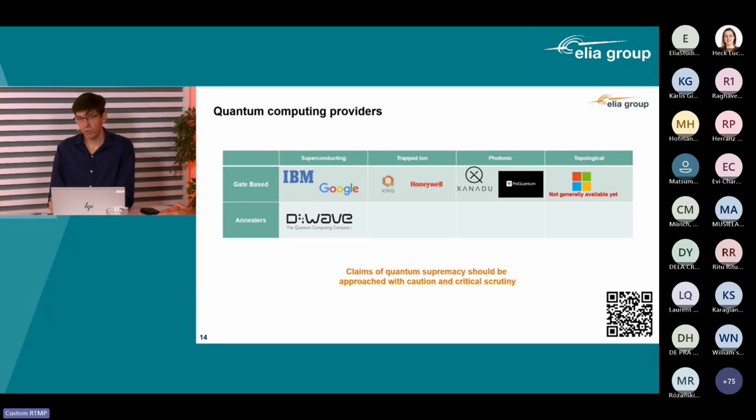Just to give a brief overview today of the providers out there, when you look at the gate-based or universal quantum computer, we have IBM and Google offering computers based on superconducting qubits. With trapped ion, we have IonQ and Honeywell. With photonic, it's Xanadu and PsiQuantum. And with topological, it's Microsoft. It's here in the slide, although as of today, they are not offering these topological qubits as other providers are doing. There is no offering from Microsoft in that sense.